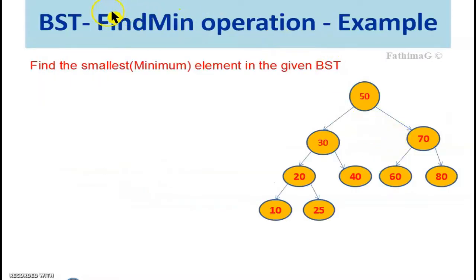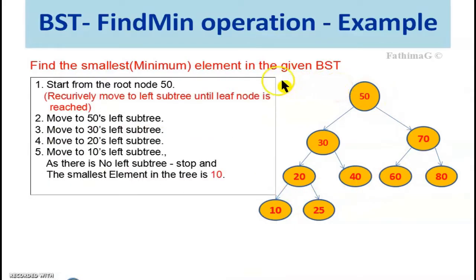Let me demonstrate the find-min operation with an example. Consider the given BST. As per the algorithm, start from the root node which has the data 50 in the example. Recursively move to the left subtree until the leaf node is reached. Hence, move to the 50's left subtree, then to 30's left subtree, then to 20's left subtree, and then to the 10's left subtree. As there is no further left subtree, the leaf node is reached. The element 10 in the leaf node is the smallest element in the tree.